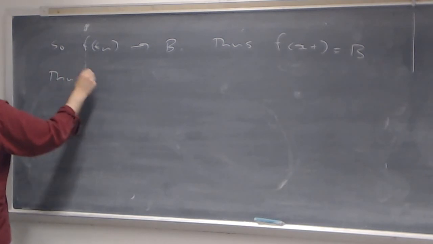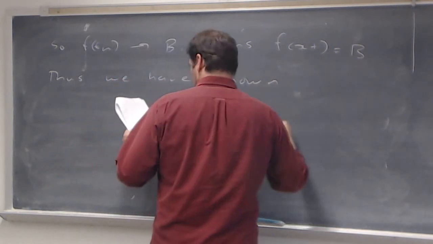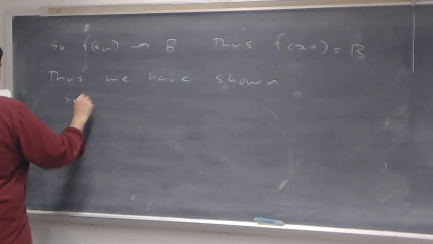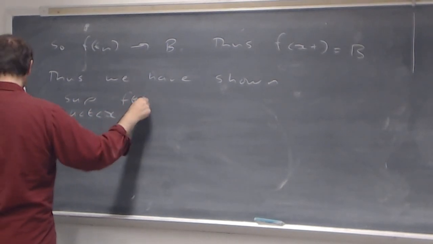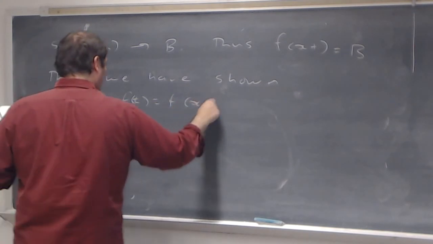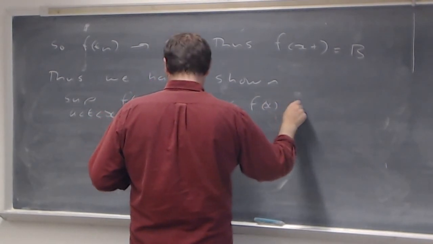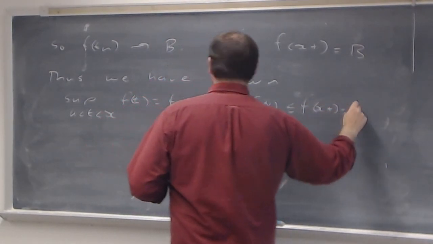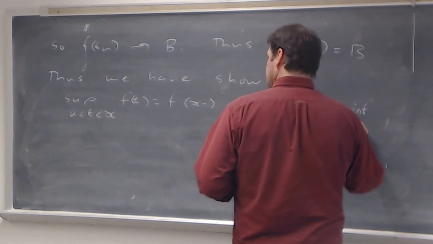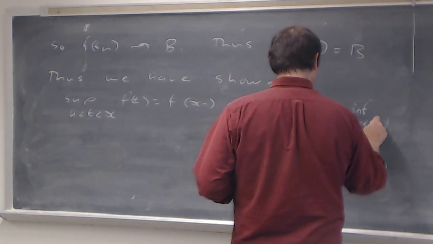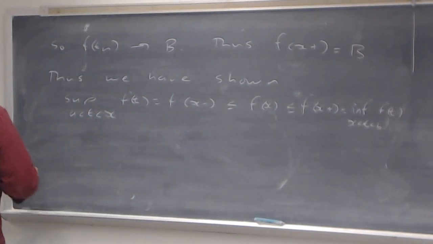So what we've come up with for the first two parts is we have shown that the sup over a less than t less than x of f of t equals f of x minus, which is less than or equal to f of x, which is less than or equal to f of x plus, which equals the infimum over all t's that are bigger than x but yet less than b. Okay. All right.